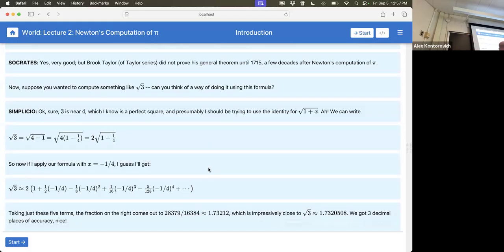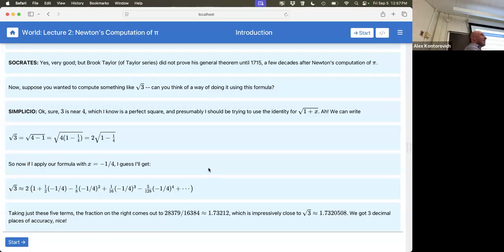First of all, it's just whole numbers. Everything is whole number arithmetic. It's fraction arithmetic. You get this thing, and if you work out what that is, it's 1.732. And the square root of 3 is 1.732. That's really good.